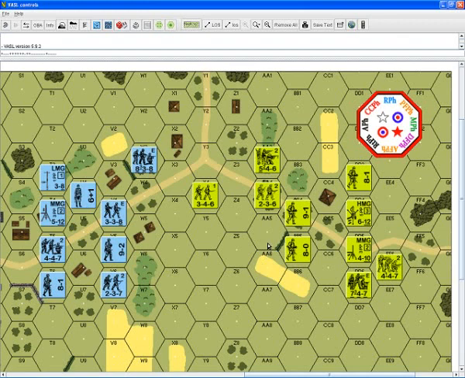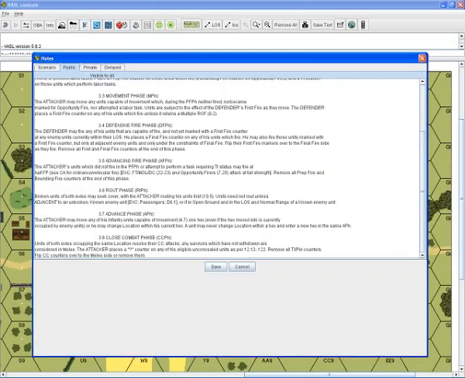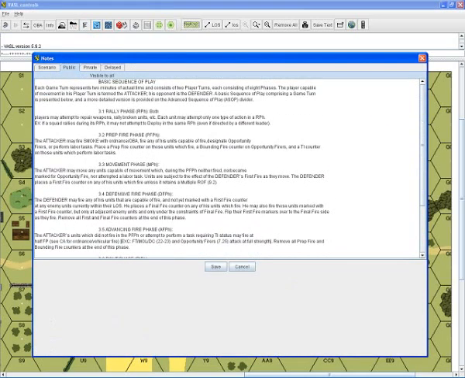As you can see in the top right hand corner here, I have a disc that shows the 8 different phases of the game. Basically, each player is going to complete their 8 phases, and when both players have completed those phases, one game turn is over. So let's talk about those phases really quick and kind of give an overview of what they do and what you can do in them.